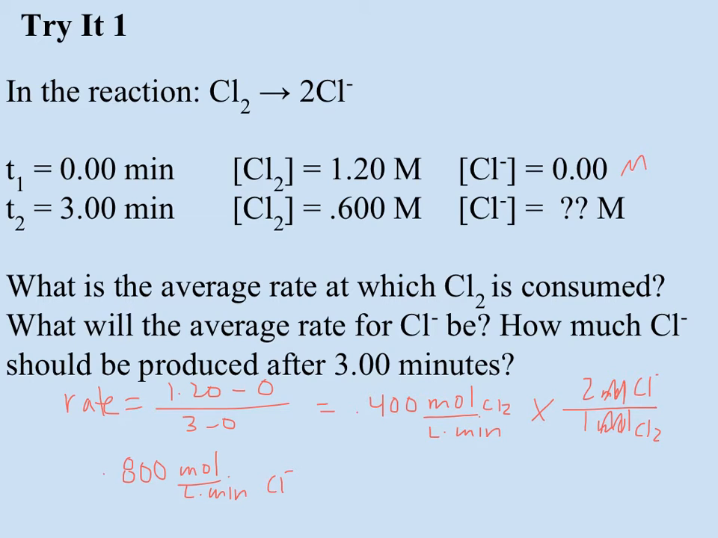And if I know that, then how much Cl minus would be produced after 3 minutes? Well, 3 minutes would be my total time involved. So I could expect 2.4 moles per liter, because my minutes will cancel out, of Cl minus.